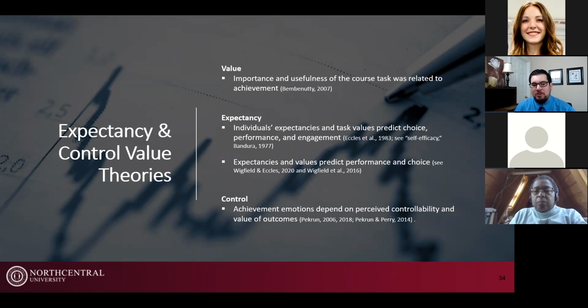Expectancy involves individuals' expectancies for success, subjective task values that predict task and activity choice, performance, and engagement. Control, however, involves achievement emotions that depend on perceived controllability and valuing of the outcomes.